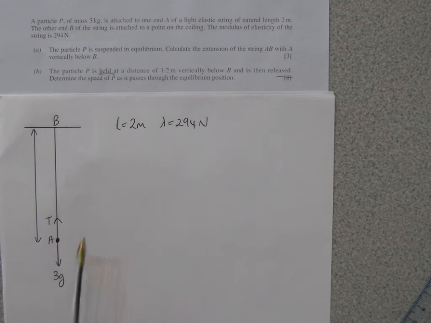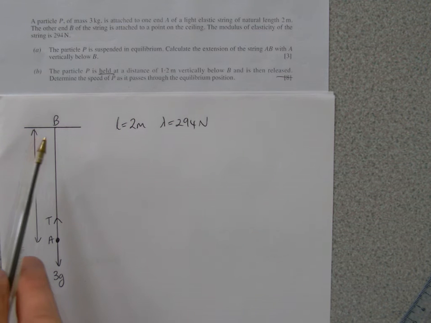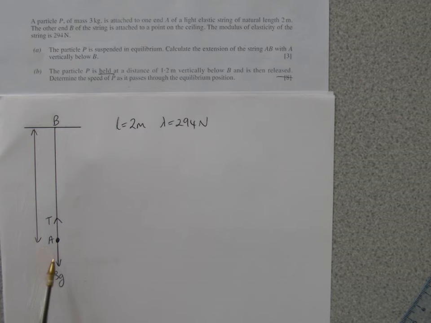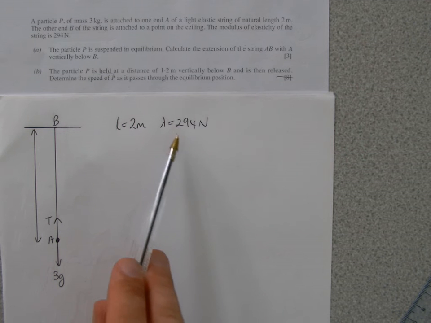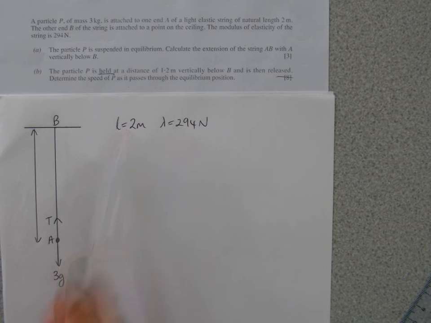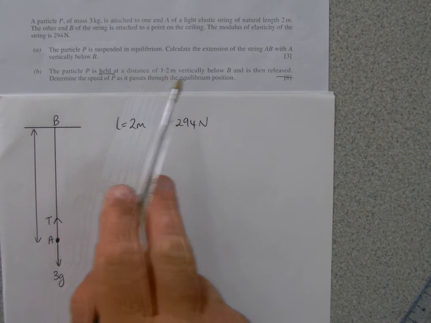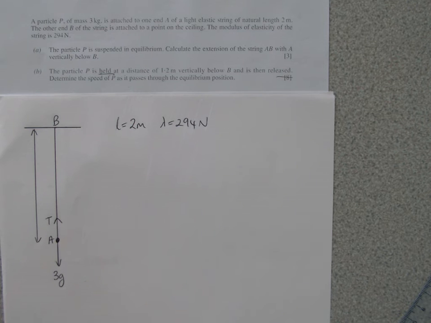Okay, so we've got this string here which is suspended from the ceiling at point B. At the other end of the string is this mass of 3 kilograms. The modulus of elasticity of the string is 294 newtons, and the natural length is 2 meters. So in A, it says the particle P is suspended in equilibrium. Calculate the extension of the string, AB.